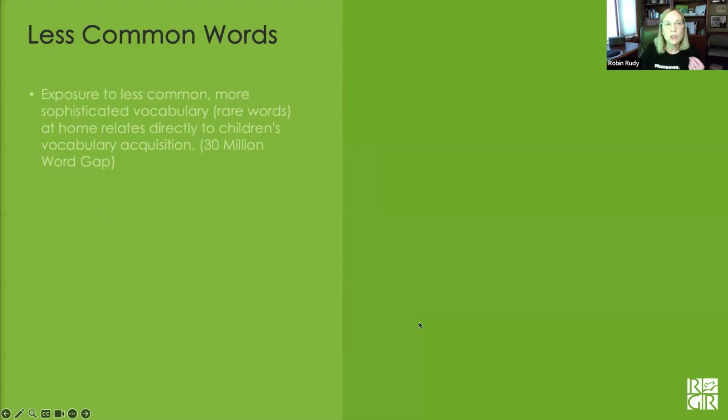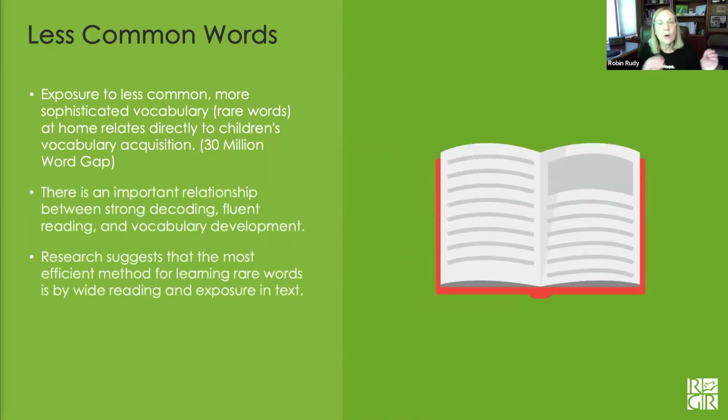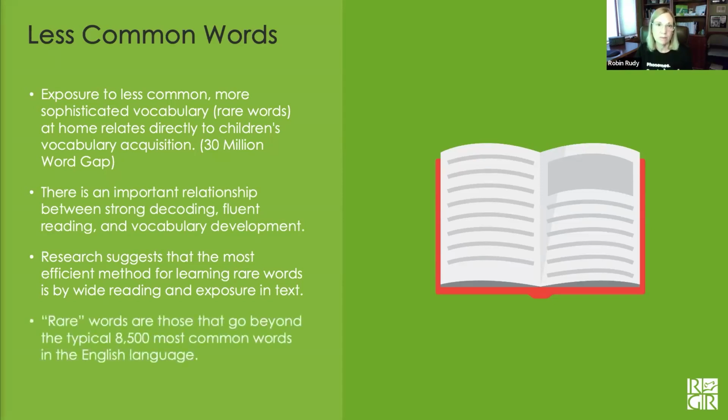And it's this exposure to less common words, this more sophisticated vocabulary, that really relates directly to children's vocabulary acquisition, which I said plays a huge part in being able to decode words correctly. The research suggests that better decoding leads to better vocabulary acquisition, right? Because if our kids aren't reading, they're not going to build their vocabularies. So rare words are those that go beyond the 8,500 most common words in the English language. So again, it's important for our students to be developing those strong decoding skills. They become those avid readers and they develop that vocabulary.